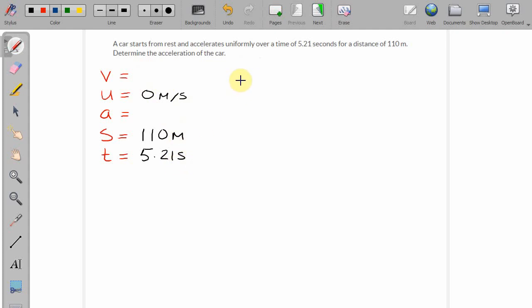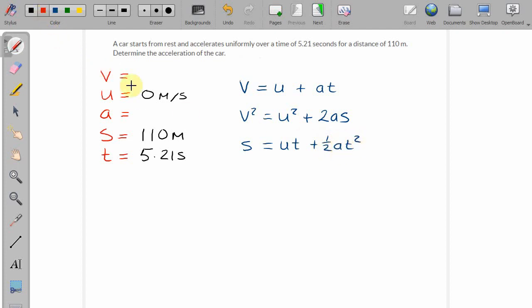We start next by writing out the equations of motion. V is equal to U plus AT. V squared is equal to U squared plus 2AS. And S is equal to UT plus a half AT squared. The next thing we do is look down through this list and put a line under anything we have.